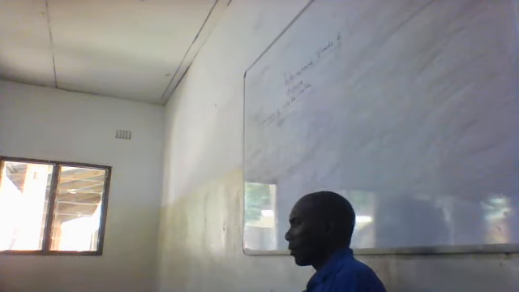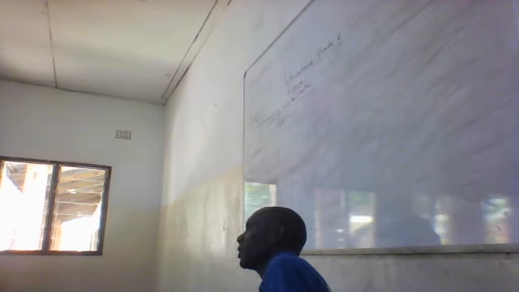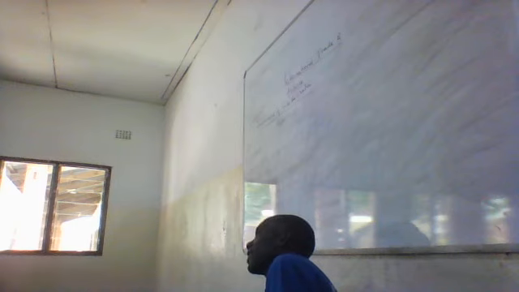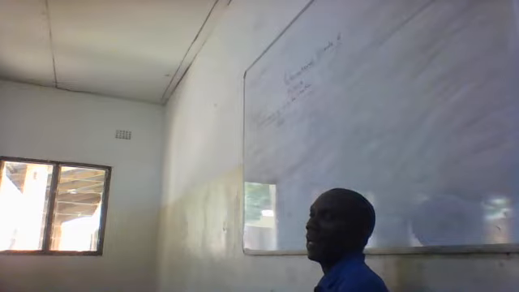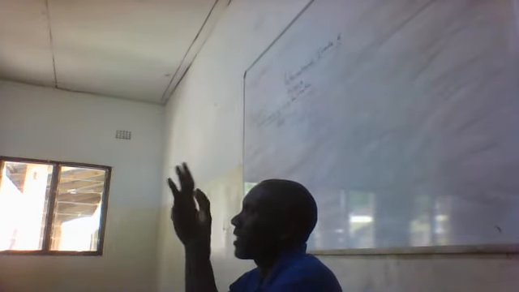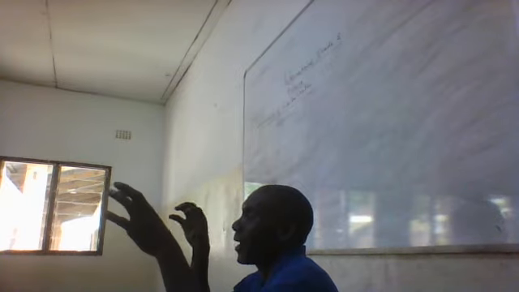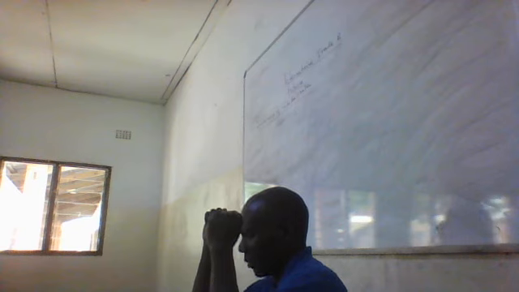You will notice that in globalization of production, products are being manufactured globally. They are being manufactured outside and produced there. Other products are produced in South Africa, and we call that globalization of production.